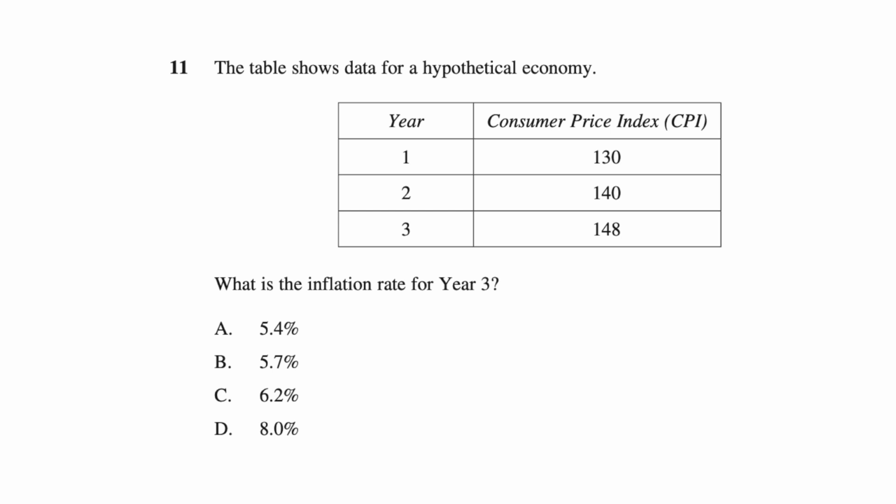Equally for 11, right? 11 was a fairly simple CPI calculation. You know, 148. Now you're taking it on 140 the year prior, so don't make the mistake of coming back to 130 there. And so that gives you B, which is 5.7.